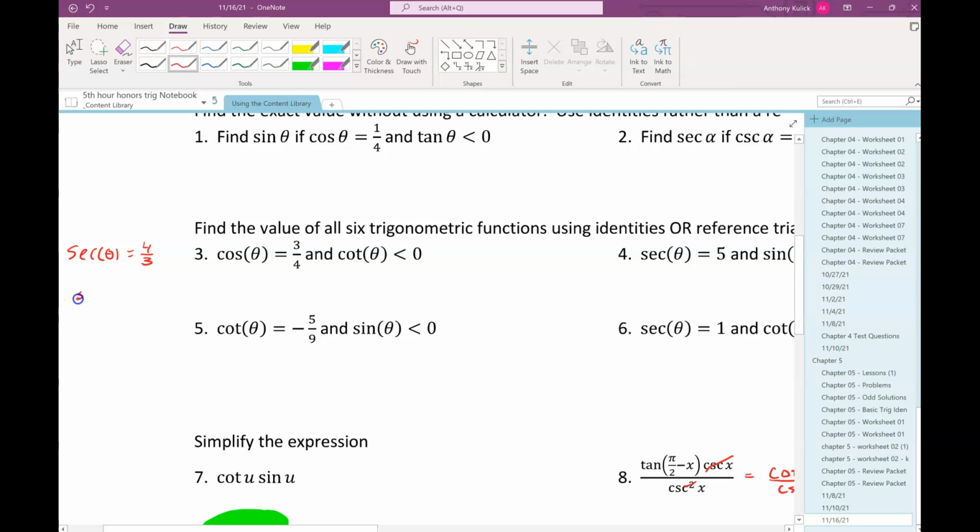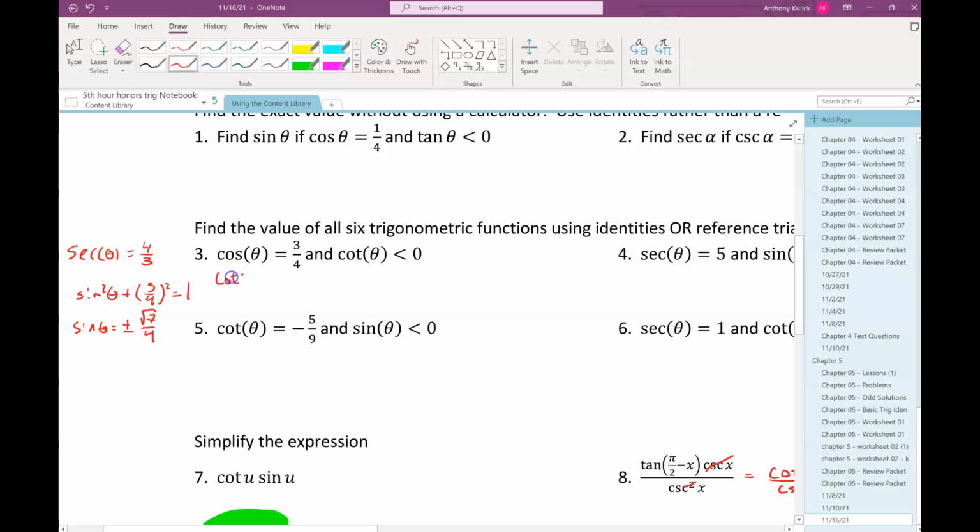Next, I'm going to find sine. So I know that sine squared plus cosine squared has to equal 1. So 3 over 4 squared is 9 over 16. When I subtract that from both sides, I have 7 over 16. And when I square root both sides, I have that sine theta is plus or minus root 7 over 4. Now I just need to decide whether this is positive or negative.